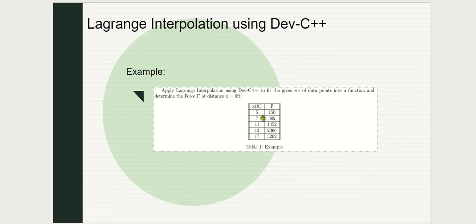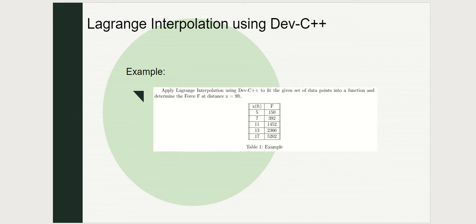So these are the points. So we have how many points here? 1, 2, 3, 4, and 5. So we have 5 points. So this will be x0, x1, x2, x3, x4, f of x0, f of x1, and so on. So we need to determine f of 9 because we want to determine the force at x equals 9.